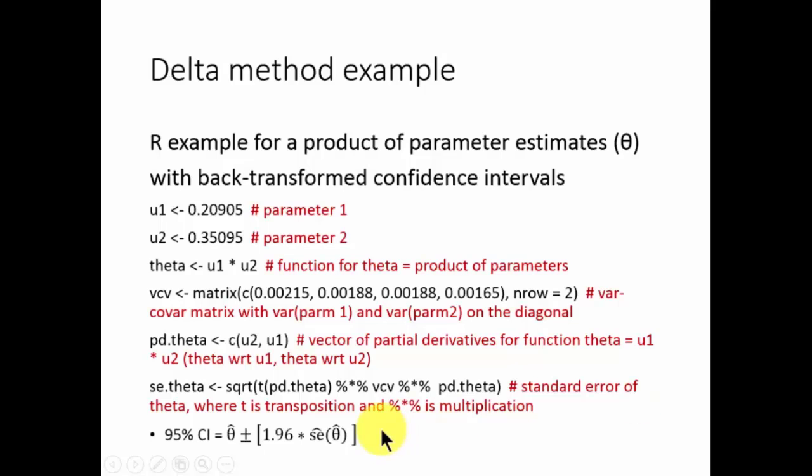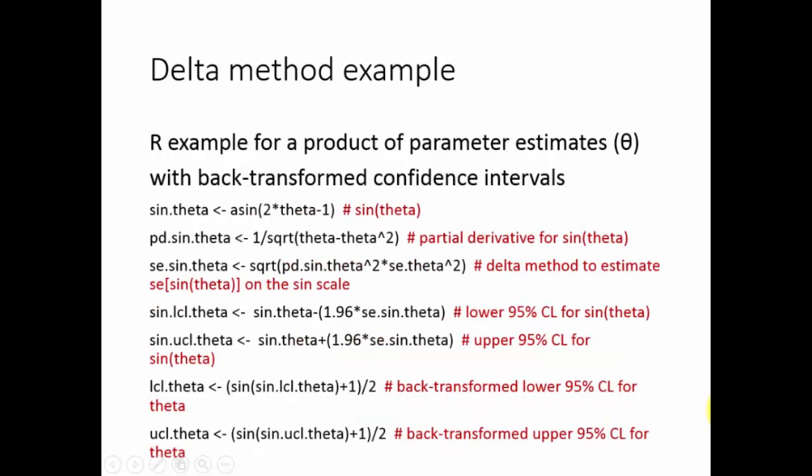At this point, we could use theta and the standard error of theta to build a normal, symmetric 95% confidence interval. However, with these parameter estimates, the confidence interval produces negative lower confidence limits. And we want the confidence interval for theta to be greater than 0. So this example shows how we can use our new friend, the delta method, to produce back-transformed confidence intervals on the 0 to 1 scale.